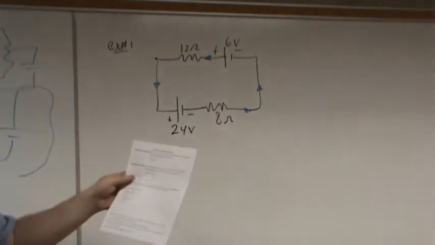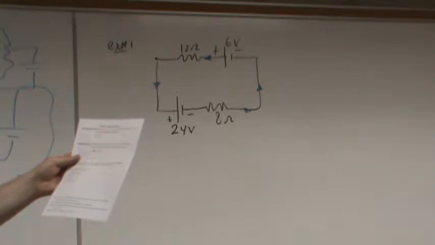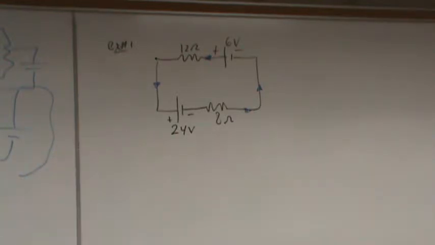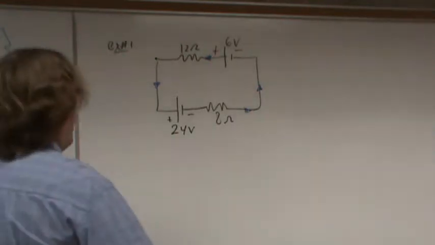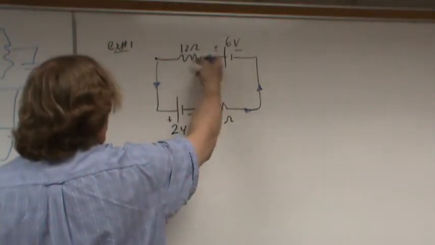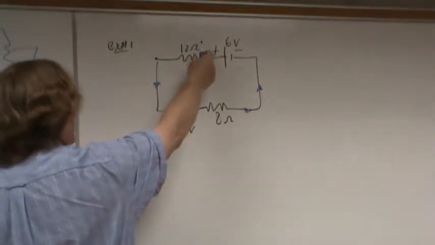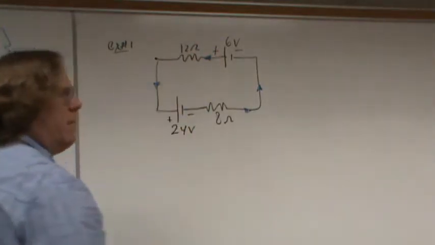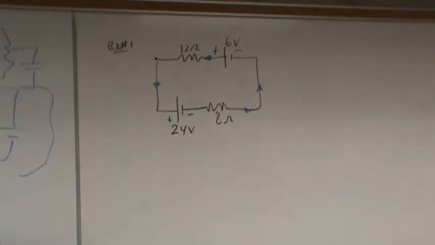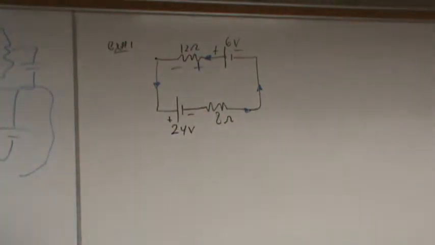So that's step one. Choose a direction of current and mark it on your drawing. Step two, label the resistors with pluses and minuses to show the direction of the voltage drop. Look at this 12-ohm resistor. Because current is coming from the right, entering the 12-ohm resistor here and exiting there, I hope everyone sees that my voltage drop is going to be like this. You guys okay with that?